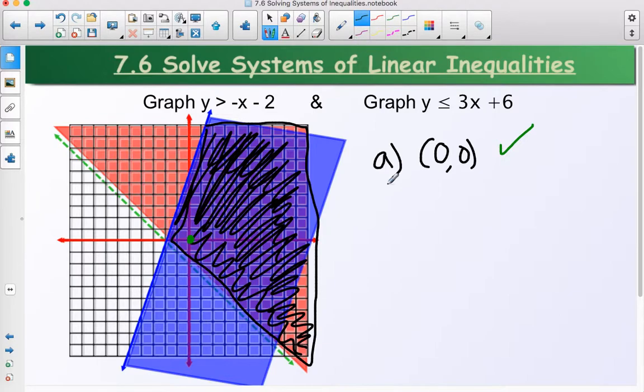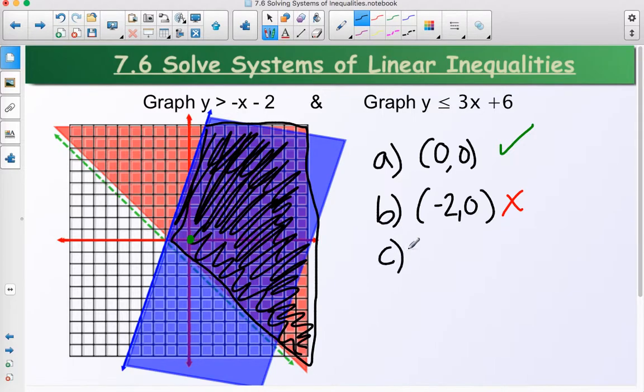What about the next one? Option B. Is negative 2, 0 going to work? If I look at negative 2, 0, I can see it works because it's on the blue line. However, it is not strictly above the green line, so it's going to fail this one. If I put negative 2 in for x here and 0 in for y, I'm going to get a false statement, because I'm going to end up with 0 is greater than 0, and that's not true. So this point, negative 2, 0, is not making both of them true because it's on the dashed line. I can't be on the dashed line.